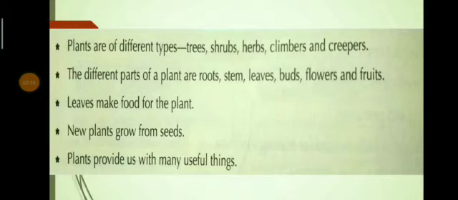Students, plants also provide us many useful things like vegetables, fruits, cereals, medicines, spices, oil, perfumes, wood, and oxygen to breathe.